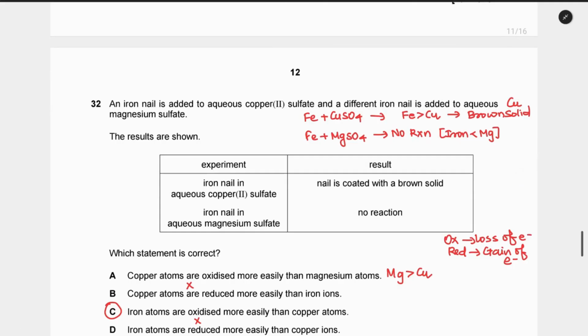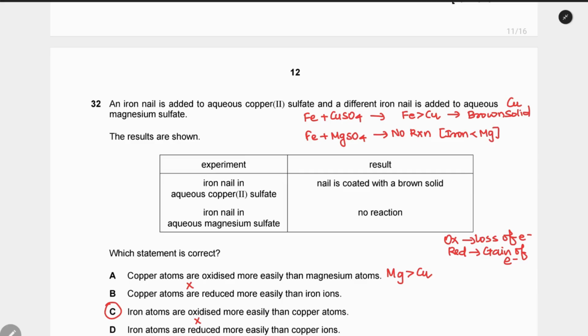32. An iron nail is added to aqueous copper(II) sulfate, and a different iron nail is added to aqueous magnesium sulfate. The experiment and results are shown. Over here, we have an iron nail in aqueous copper(II) sulfate. The nail is coated with a brown solid. The iron nail in aqueous magnesium sulfate: the result is no reaction. So we need to talk about why there is no reaction and why it turned into a brown solid. So which statement is correct?